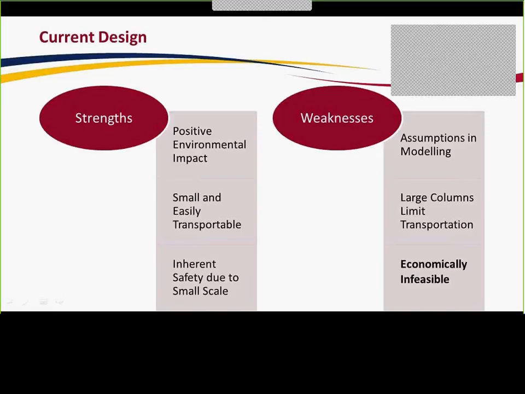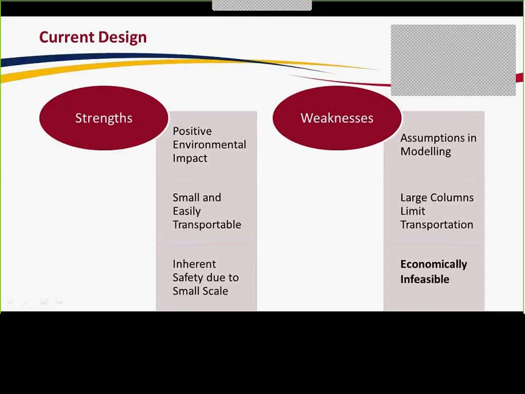So we're just going to briefly review and wrap up. So for our current design, there are a number of strengths and weaknesses associated with the plant. There's a positive environmental impact due to the reduced particulate emissions of using DME. There's also the added benefit of it being small and easily transportable, which would allow it to be implemented in more remote and isolated areas. There's also an inherent safety, and this was touched on earlier. The plant is, because it is on such a small scale, inherently safer than a large plant.